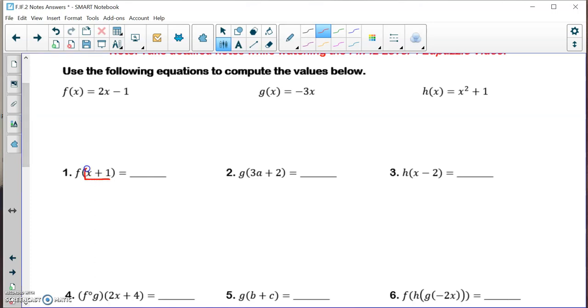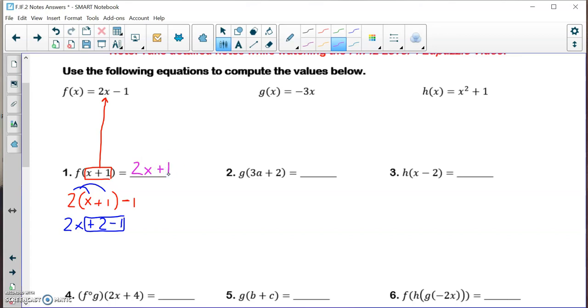So this x plus 1 is what we are going to substitute in for x in the f of x function. So I'm going to have a 2 times the x plus 1. Notice how I'm putting it in parentheses. And then I have that minus 1 on the outside. Now I'm going to distribute the 2 in. So I have a 2x plus a 2 and then minus a 1. And then I combine like terms to get my final expression, which is a 2x plus a 1.